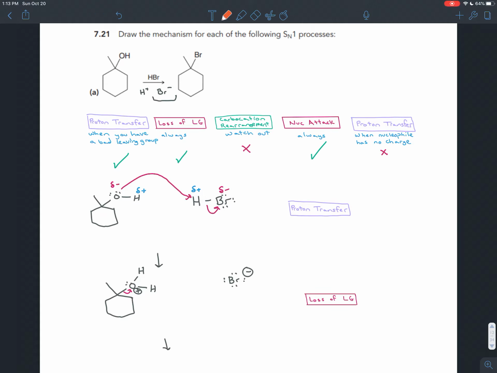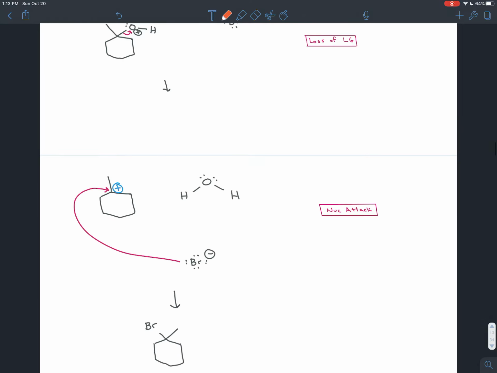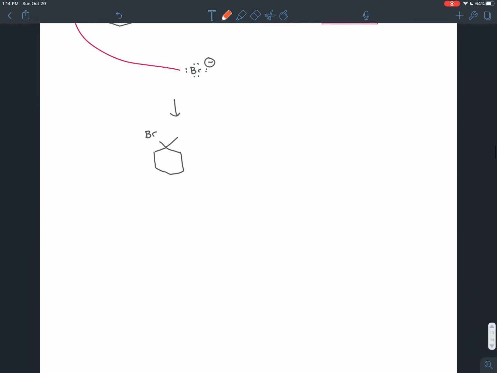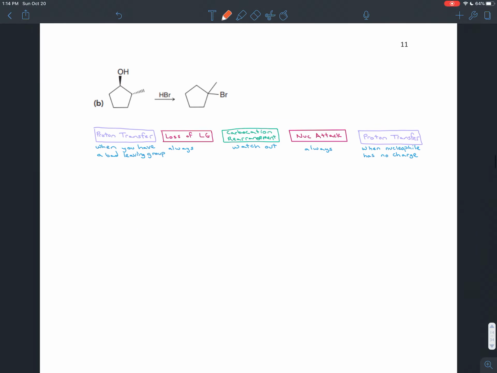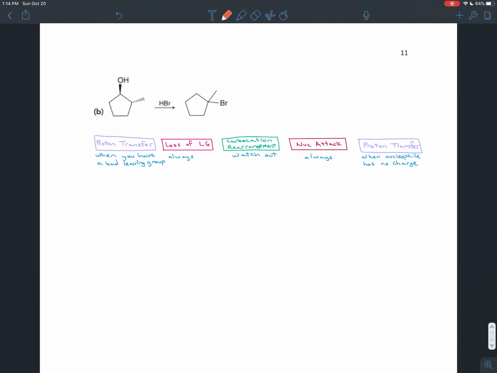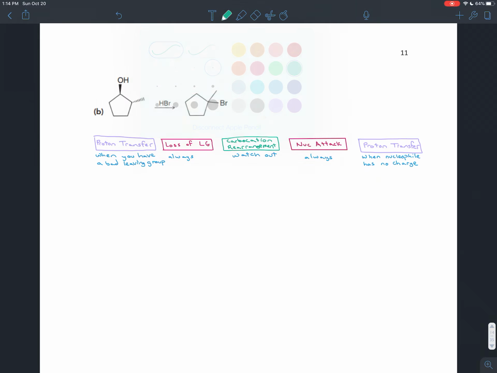And so that's the full mechanism for this SN1 process. You do a proton transfer, followed by loss of a leaving group, and then nucleophilic attack. And we're done. Okay, let's try B. And before we get started here, we'll just put some extra room to write. Okay, the first step is the same as before. We want to see which of these steps we have to do. This way we won't miss out on anything, we won't forget anything. We'll just have a clear idea of what we need to include.